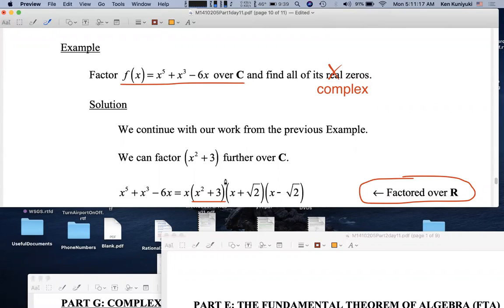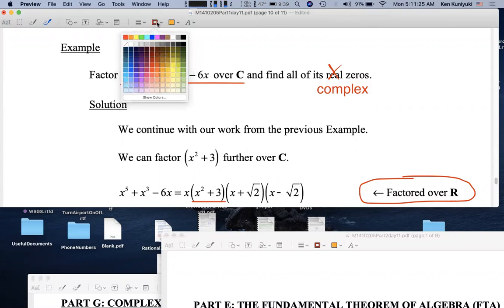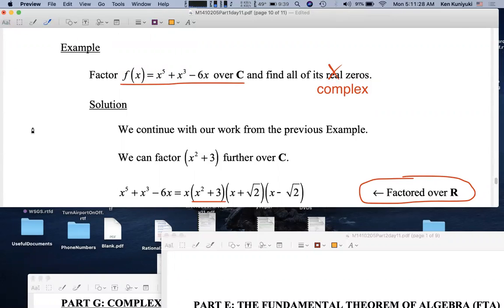It's this prime or irreducible quadratic over the reals that we can break down further. X squared plus 3. How can we factor it over C? Well, look at it this way. What if we had to factor x squared minus 3? We could factor that as a difference of two squares. Maybe not nice squares, but squares. We would factor x squared minus 3 as x plus what? And x minus what? 3 is the square of what number? The square root of 3.